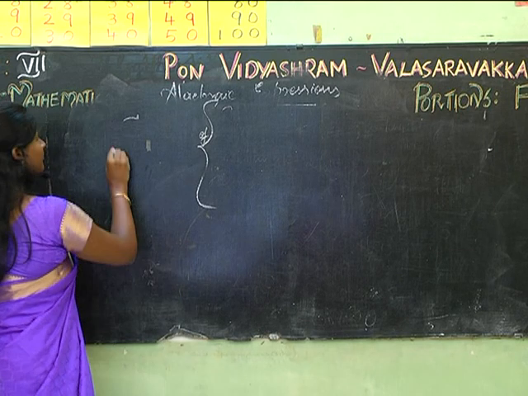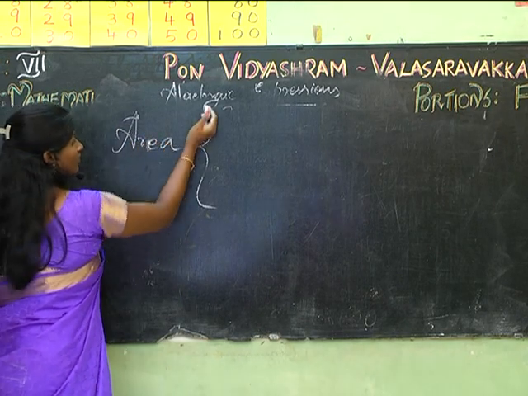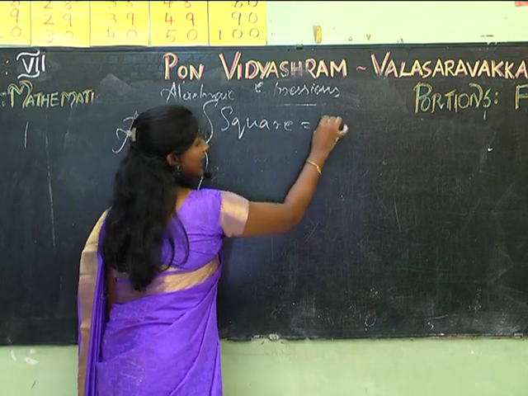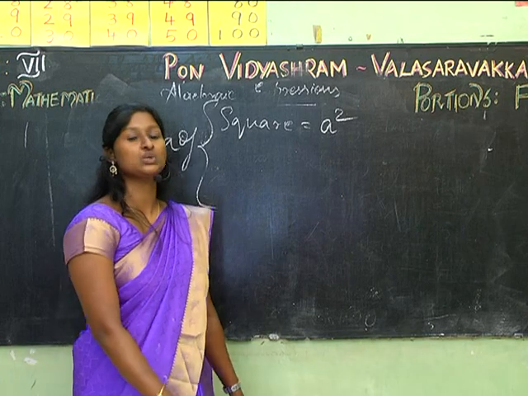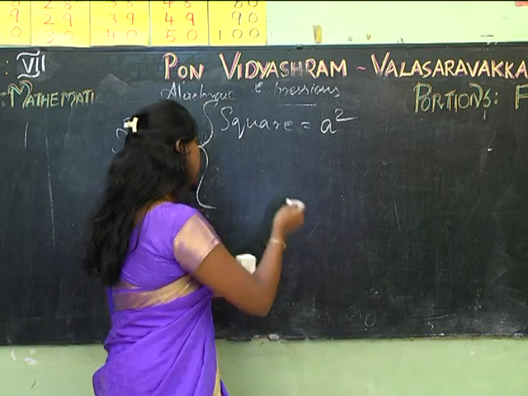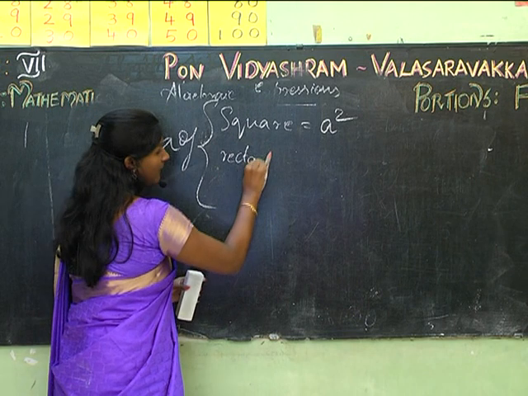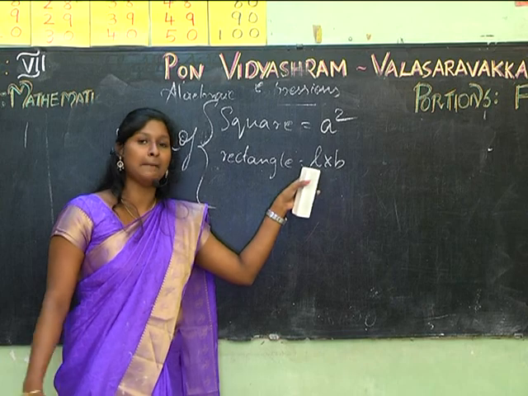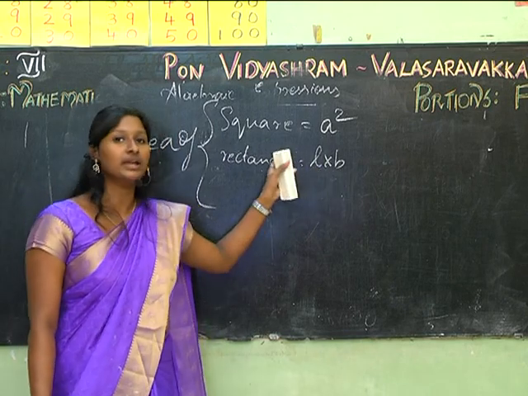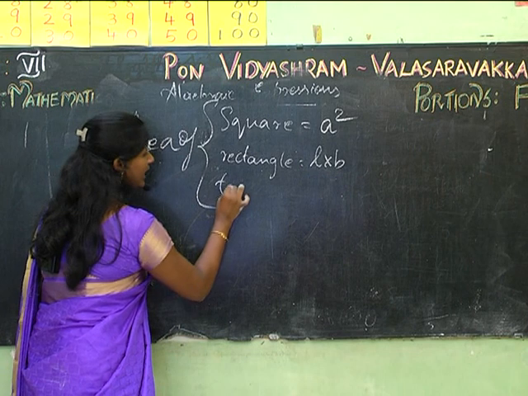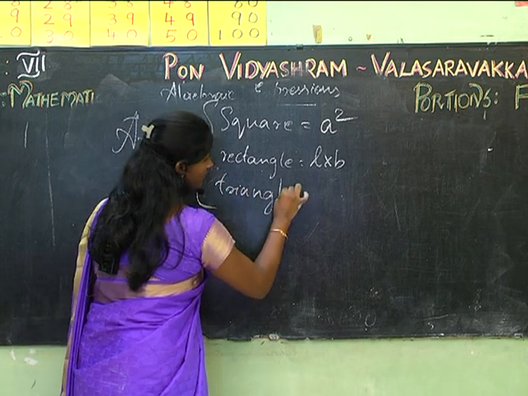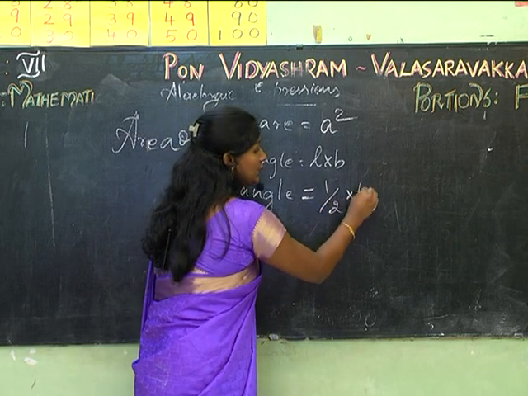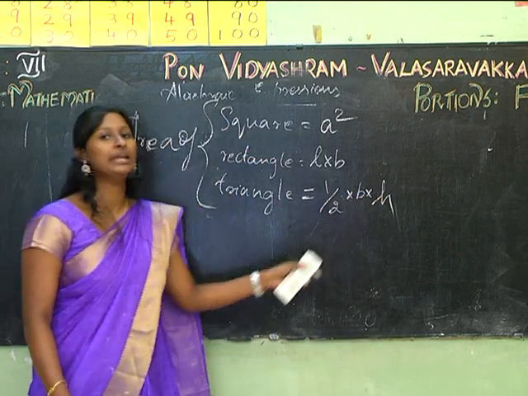My next thing is area. Area of a square is A squared, where A refers to the side of the square. Area of a rectangle is equal to L into B, where L refers to the length and B refers to the breadth of the rectangle. And then next is a triangle. The area of the triangle is half into base into height, therefore half into B into H.